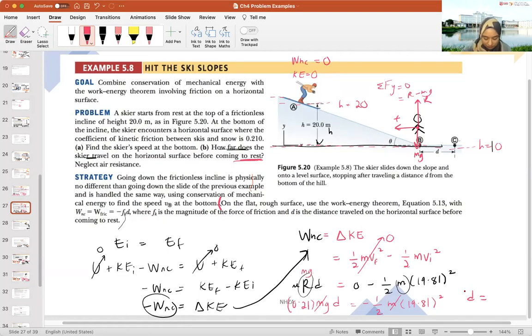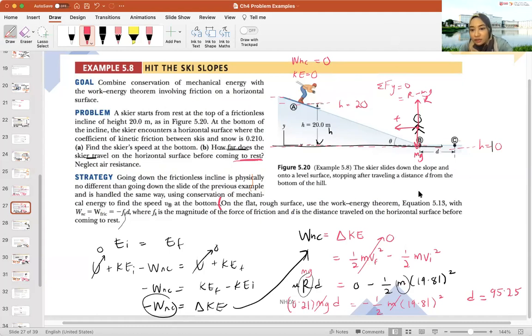What is this? Times, kena divide 19.81 squared. Divided by 2. Divided by 0.21. Divided by 9.81. I got 95.25. Sama tak? Macam mana korang boleh lagi lambat pada saya ni? Saya dah lemah kalkulator ni.